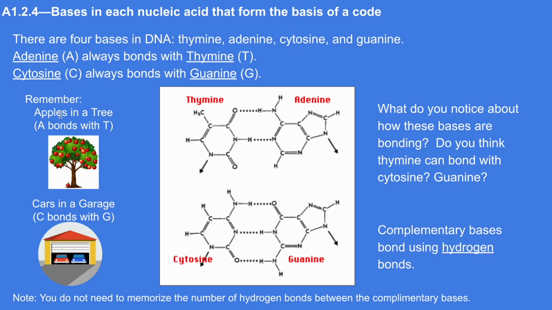A good way to remember this is to remember that A bonds with T. I just think of apples in a tree. C goes with G, cars in the garage. Note, you don't have to memorize the number of hydrogen bonds, that there's 2 versus 3. Just know that there's a different number, and that's why we have certain base pairing rules.